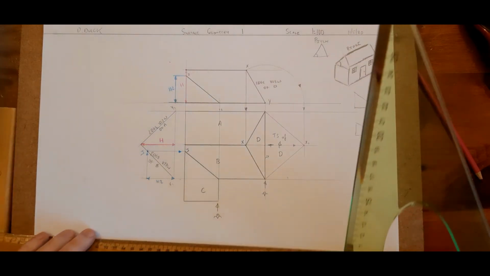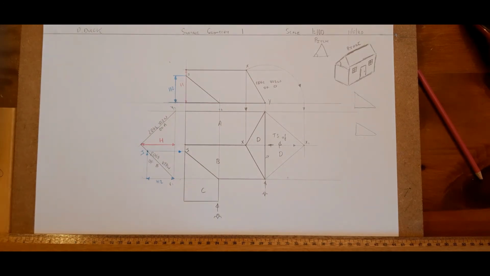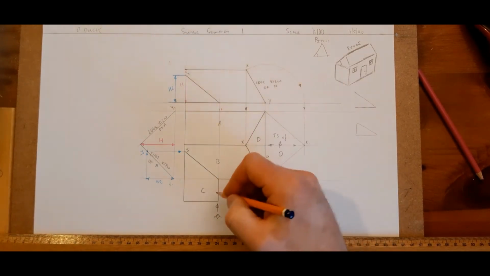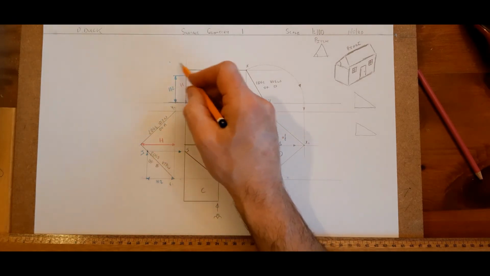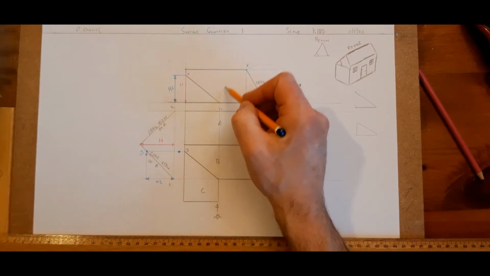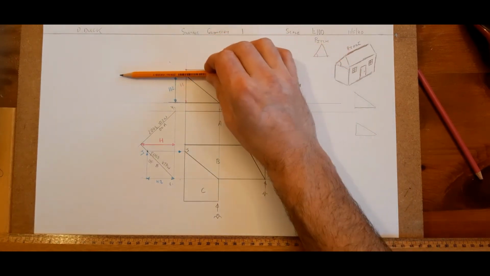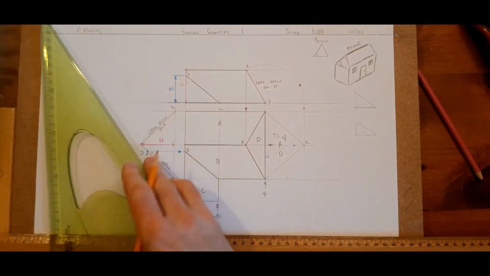Next one we're asked for is the true shape of C. Now there are different places you could use this line as a hinge point. You could flop it down, or you could flip it back this way. So if you use this as a hinge point, you could flip this around up to here onto a line that's up here, level with the XY line, and drop it down. So I'll probably use this one here.